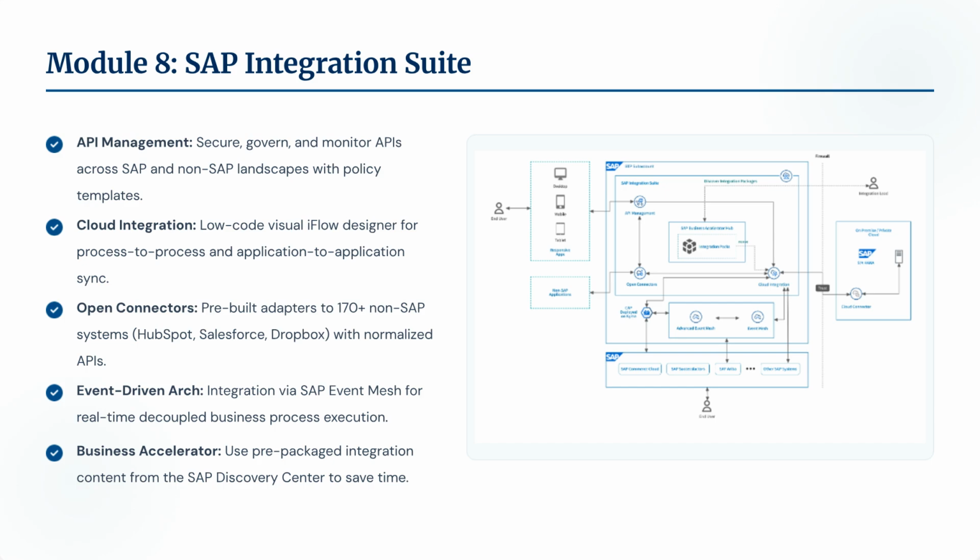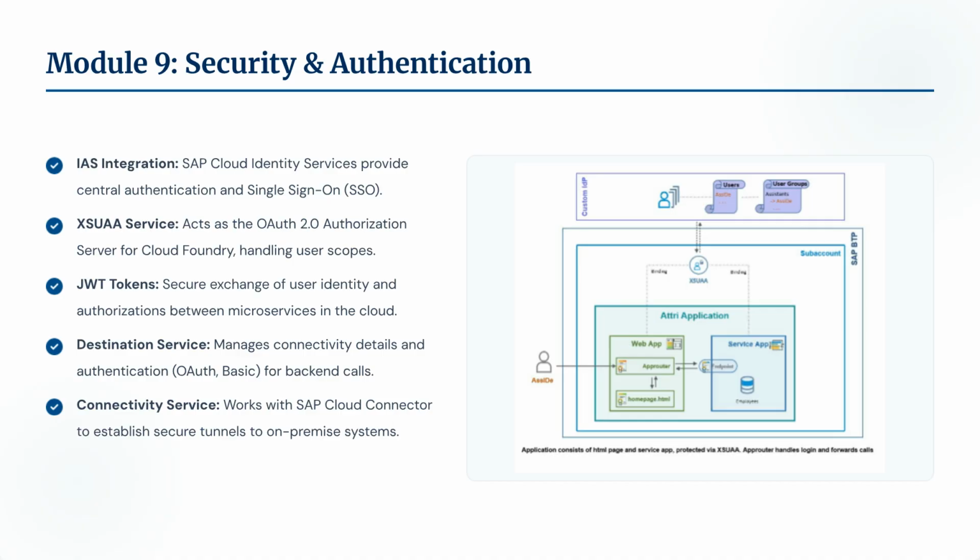Module 8 introduces the SAP Integration Suite. We cover API management, visual cloud integration flows, open connectors for non-SAP systems, event-driven architecture with event mesh, and the use of business accelerators. Module 9 is dedicated to security and authentication.